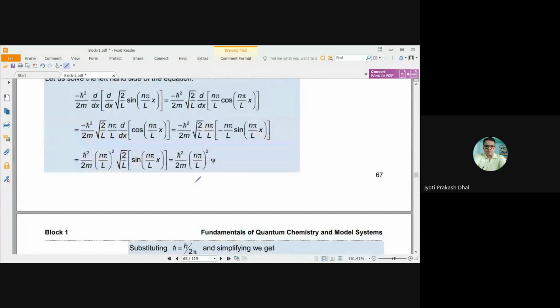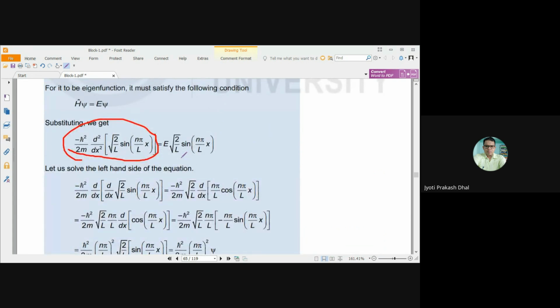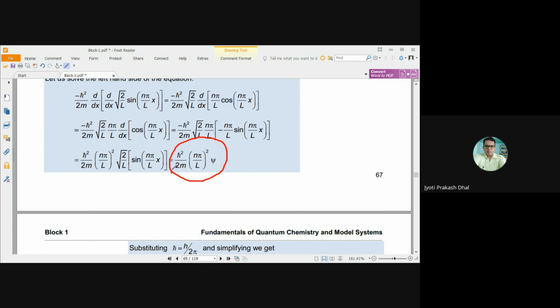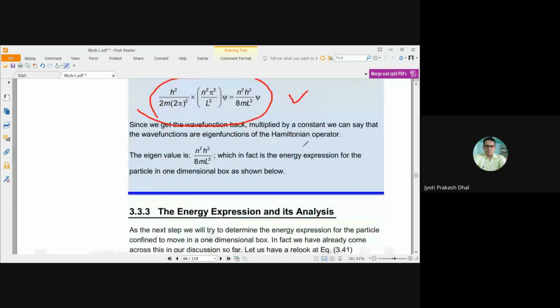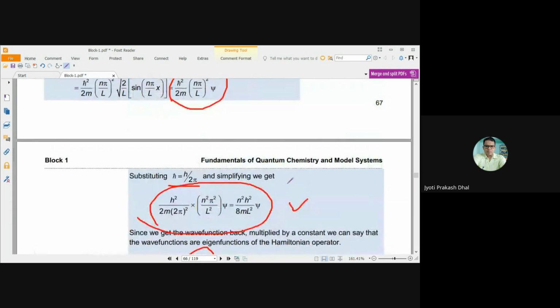Now solving the left hand side of the equation, we will find h cross square by 2m, n pi by L whole square, times psi, and substituting h cross equals h by 2 pi, because we know that h cross is h by 2 pi, and simplifying we can write h square by 2m into (1 by 2 pi) whole square into n square pi square by L square psi, that is equal to n square h square by 8 m L square psi, and hence the eigenvalue is n square h square divided by 8 m L square, which is in fact the energy expression for the particle in a one-dimensional box.